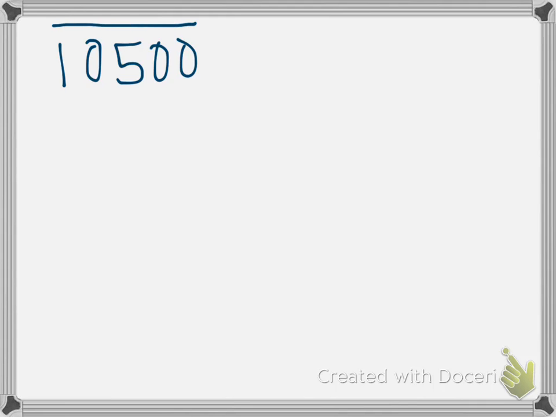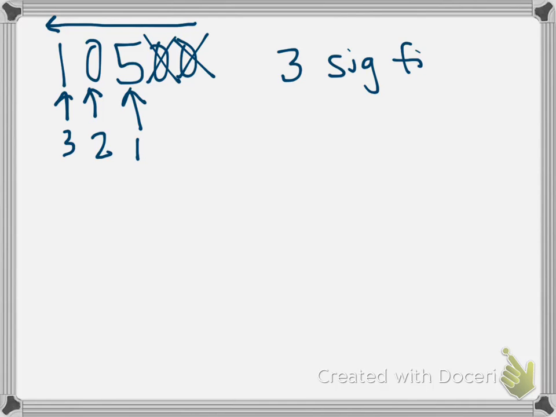If I had 10,500. Okay, there's no decimal in that number, so I count from right to left. And I start counting at the first non-zero number. So I don't count this, don't count this. Here's my first non-zero number. So that's 1. And I keep counting until I'm done. 2, 3. This number has 3 sig figs.